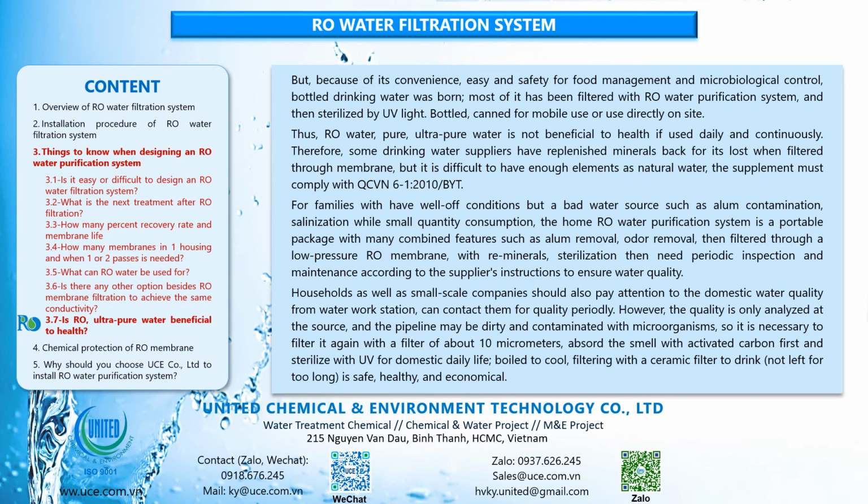Households as well as small-scale companies should also pay attention to the domestic water quality from the Water Workstation, and can contact them for periodic quality checks. However, the quality is only analyzed at the source, and the pipeline may be dirty and contaminated with microorganisms, so it is necessary to filter it again with a filter of about 10 micrometers. Absorb the smell with activated carbon first and sterilize with UV for domestic daily life. Boil to cool, then filter with a ceramic filter to drink, not left for too long, which is safe, healthy and economical.